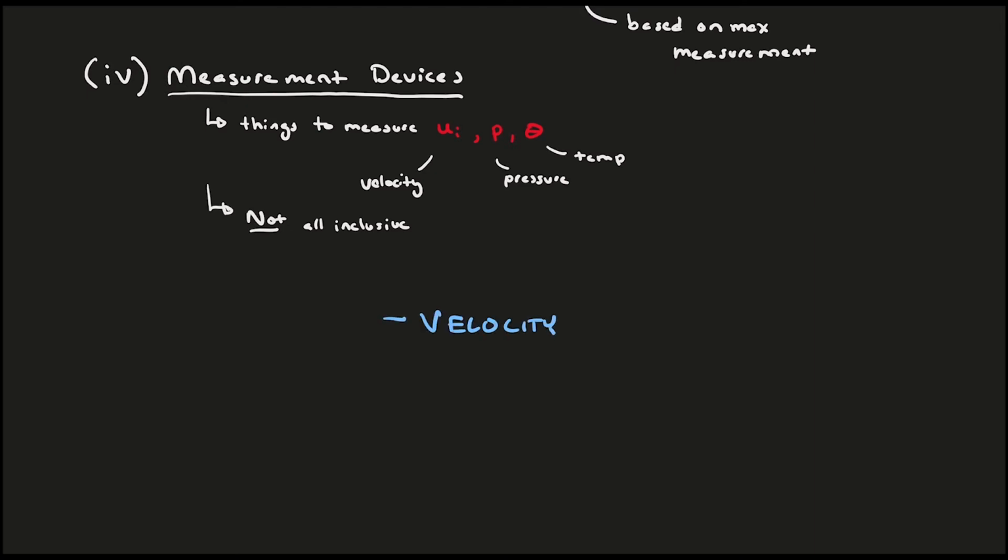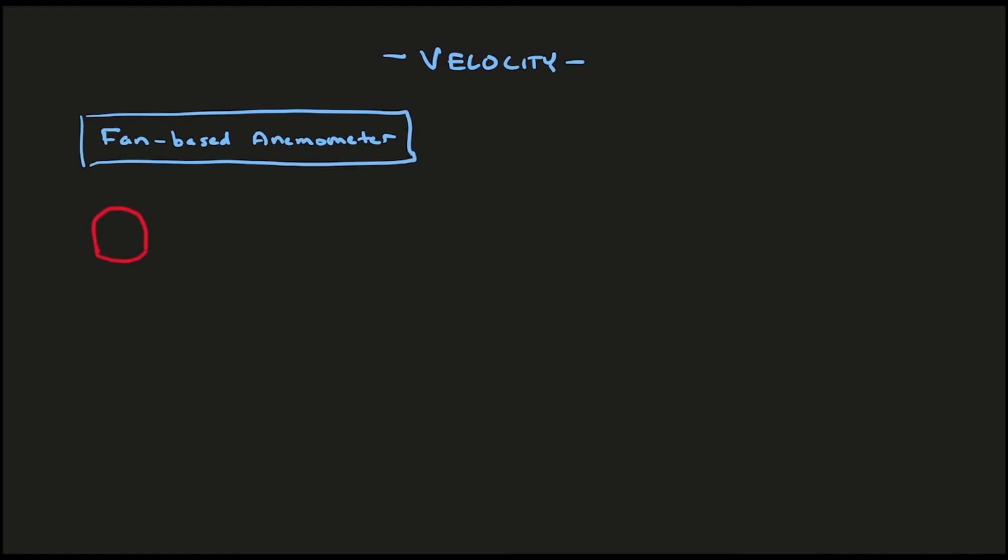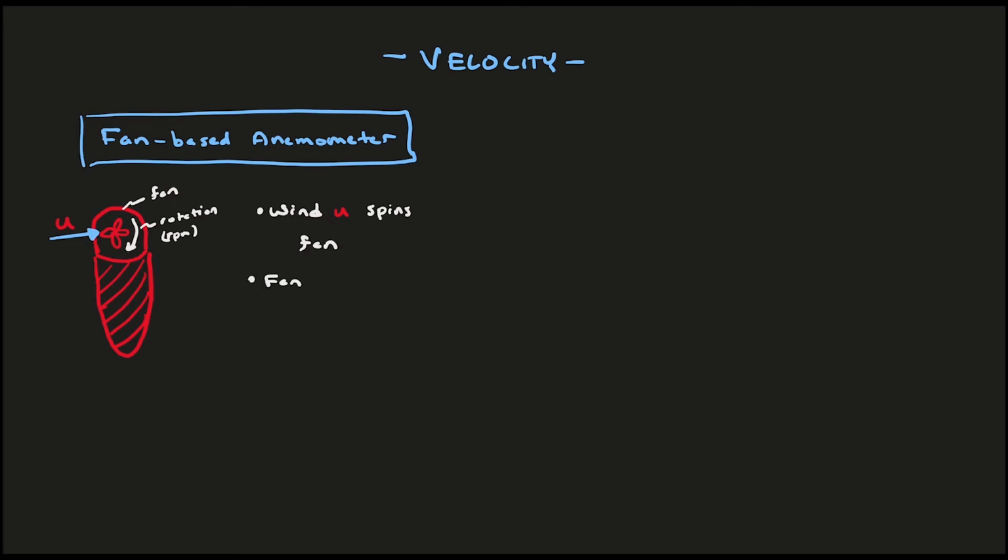First up, we have devices that measure velocity. The most basic is a fan-based anemometer. Generally, these are handheld and often used by HVAC engineers to measure the velocity in air ducts. As air blows through the device, it spins a fan like a wind turbine. The fan's rotation rate is a direct function of the flow velocity through calibration.